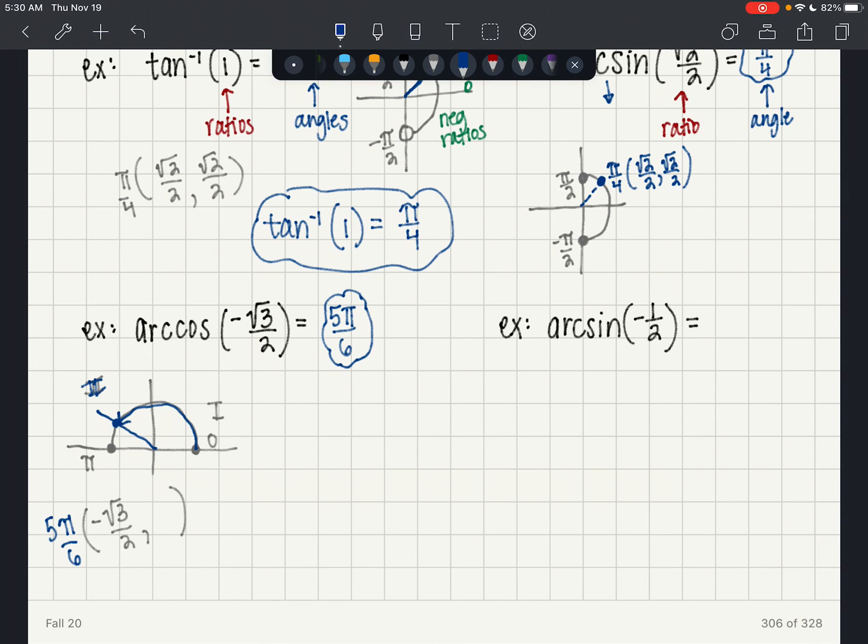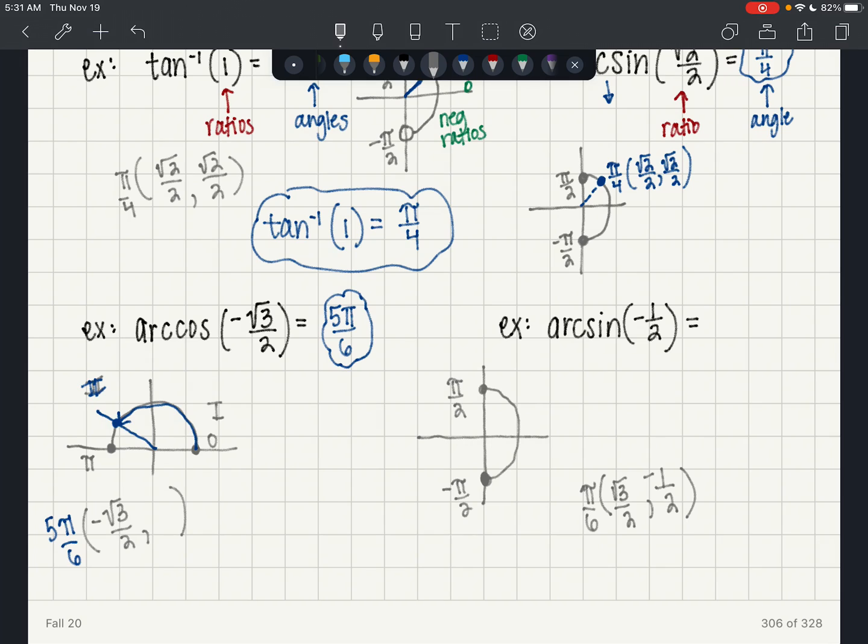Arcsine of negative 1/2. This one you're going to want to pay very close attention to. My half circle, negative pi over 2 to pi over 2. Negative ratios for my sine function will not happen in quadrant 1. It's going to happen in quadrant 4. So I say, what angle gives me a ratio of negative 1/2 for y? Well, I'm going to fill in the x value, and I say that's a pi over 6 angle.